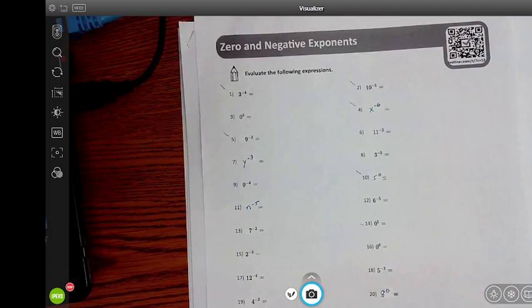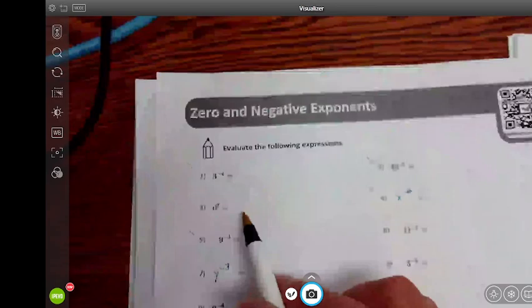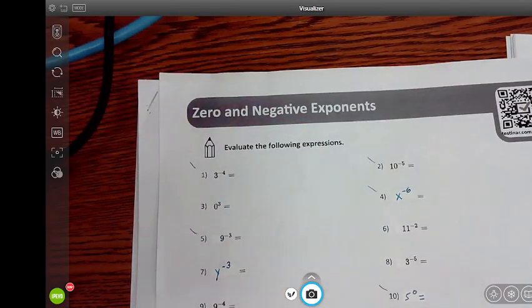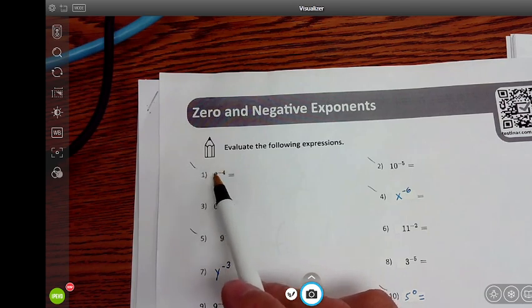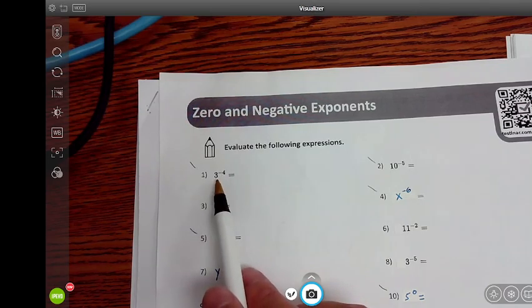On this sheet, it's dealing with 0 and negative exponents. So for negative exponents, let's look at number 1. For negative exponents, you have to realize that a negative exponent doesn't mean a negative value for that term. A negative exponent just means a number between 0 and 1, so it's going to be less than 1, bigger than 0. So if it's bigger than 0, it can't be negative.